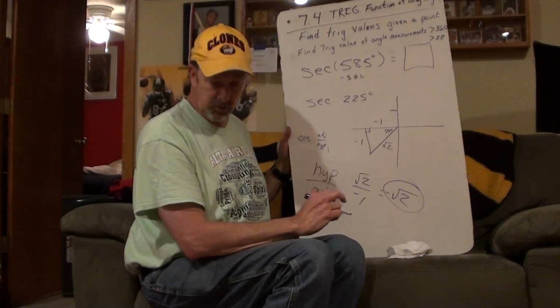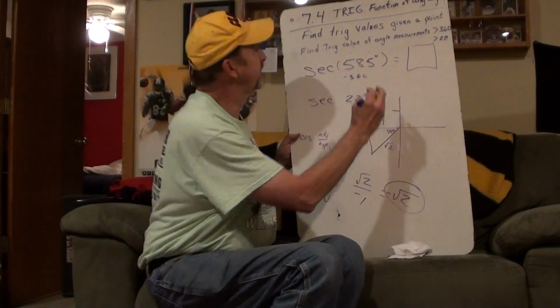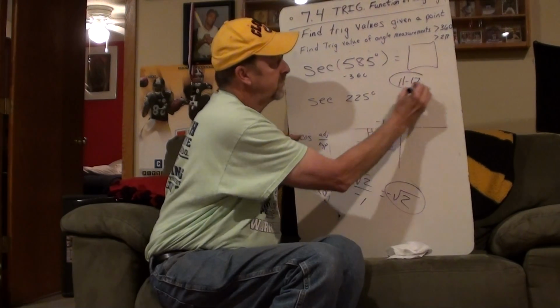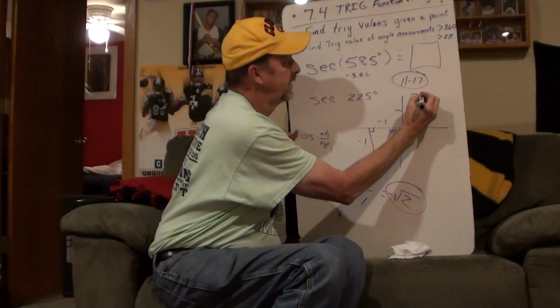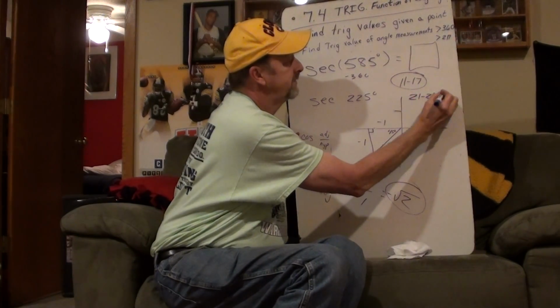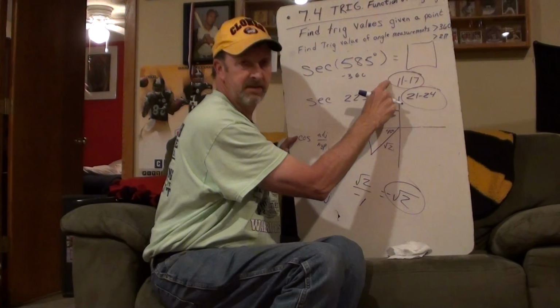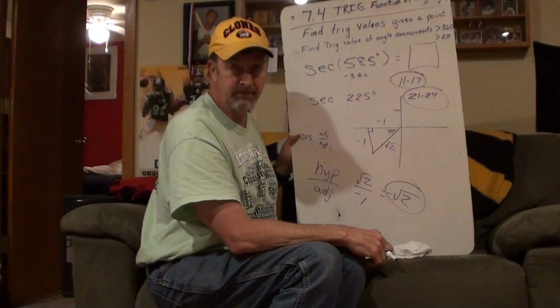The assignment that you will have, I'll just write it down here, this is on 7.4, 11 through 17, do all those, and 21 through 24. Remember, on these, you just have to do sine, cosine, and tangent, not all the other stuff. And here you're just coming up with one ratio for each one. All right?